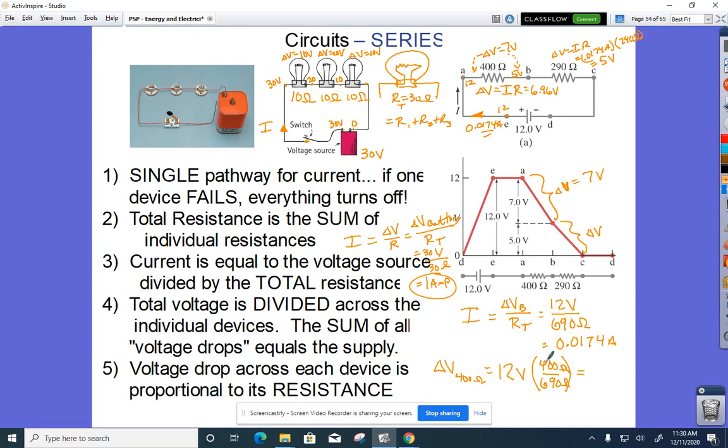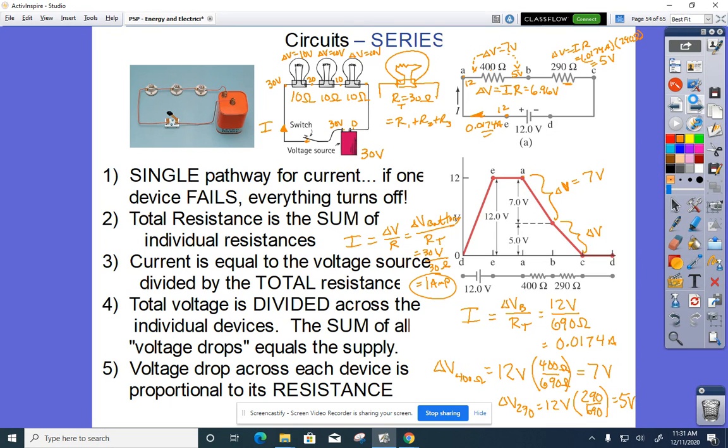So when we go through and just do that proportion, we see that that's a delta V of about 7 volts. I could also say delta V across the 290 would be the potential difference for the entire circuit multiplied by the 290 over 690. And again, this just represents how much of a percentage that resistance is of the whole. So a couple of ways to be able to do that. Either way is certainly fine. Let's go ahead and take a look at parallel circuits.